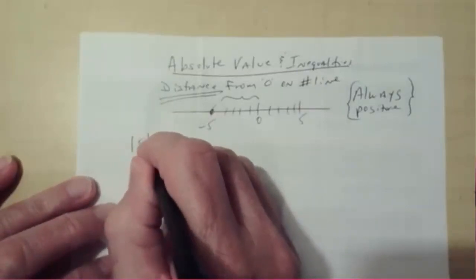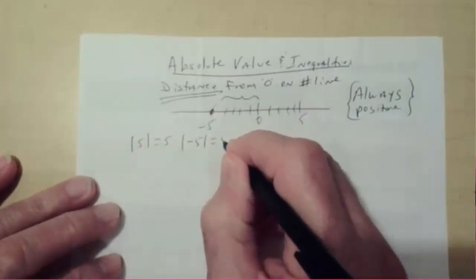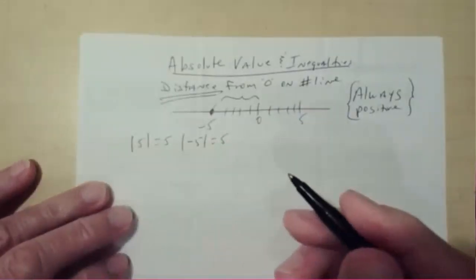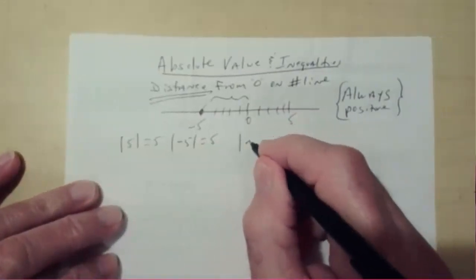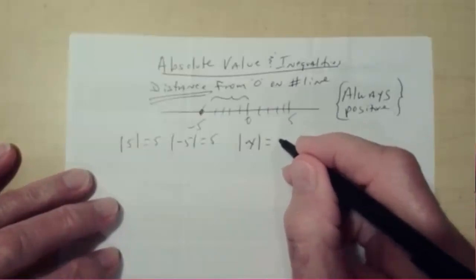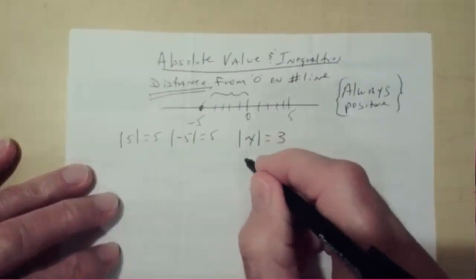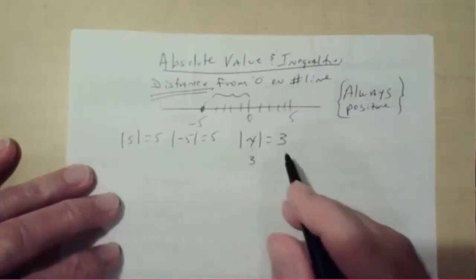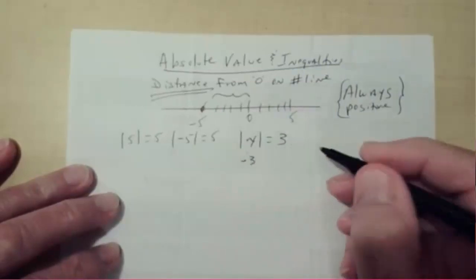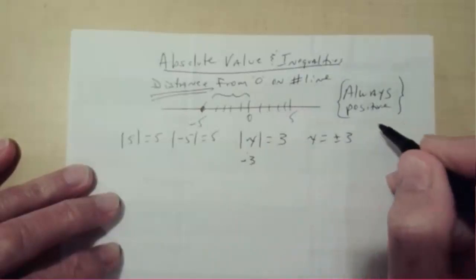So the absolute value of 5 is obviously 5. The absolute value of -5 is also 5. Remember, because it's distance, it's always positive. Now, if you're so smart, get this. The absolute value of x is 3. What could x be? X could be 3, right? The absolute value of 3 is 3. And the absolute value of -3 is 3. So in this case, x can be plus or minus 3.